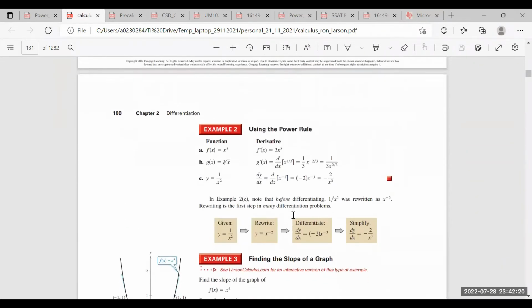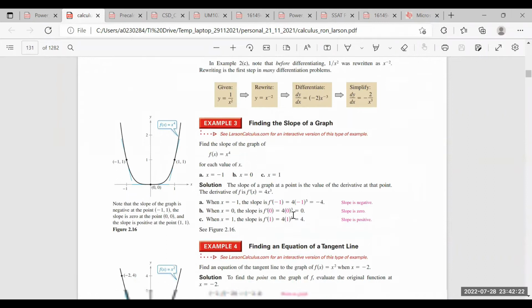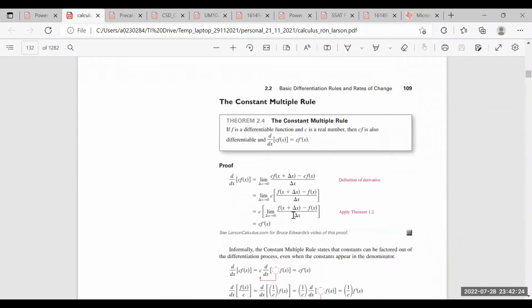Cool. And then constant multiple rule along with a function, d by dx of a constant times a function, you can bring out the constant and then take the derivative of the function itself. So d by dx of c times f of x is c times f prime of x.